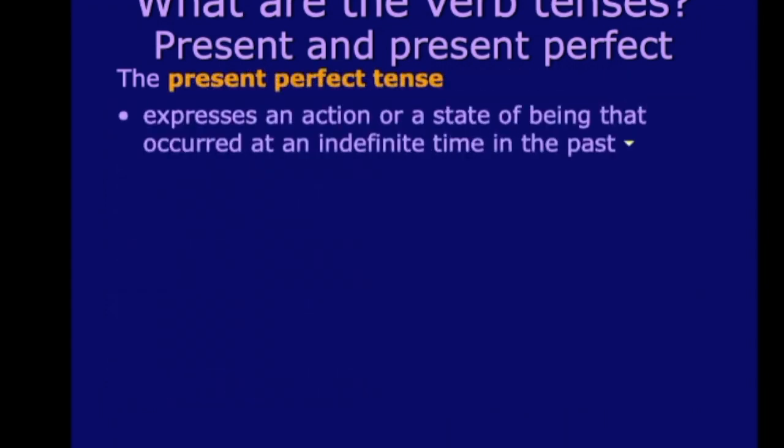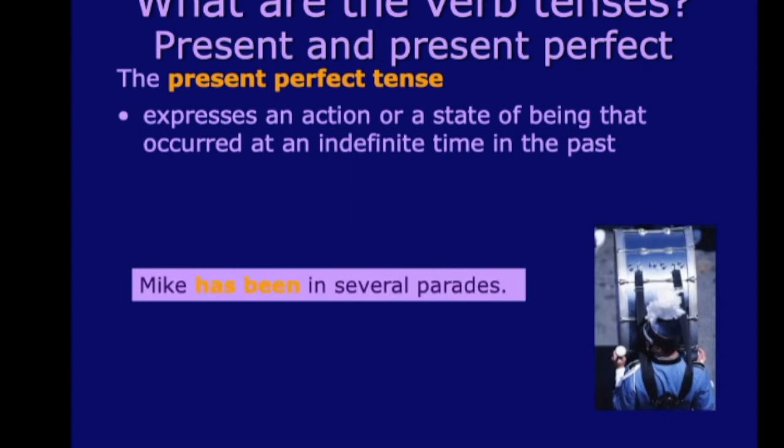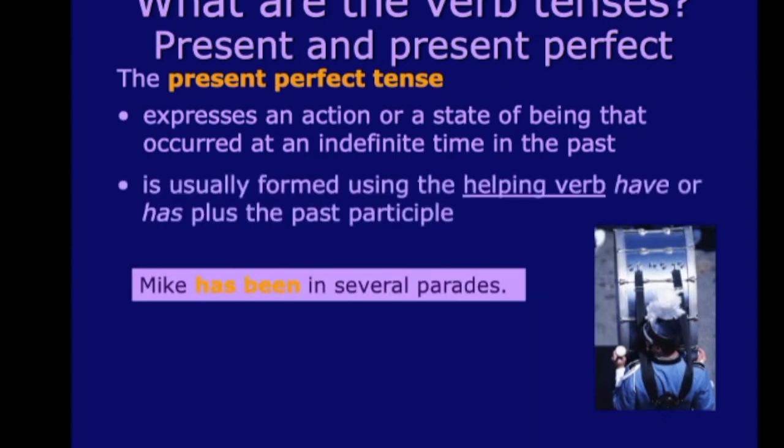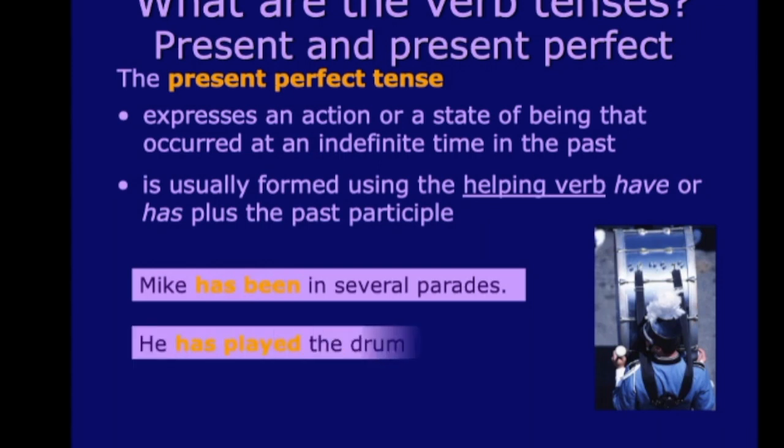The present perfect tense expresses an action or state of being that occurred at an indefinite time in the past. Example, Mike has been in several parades. Present perfect tense is usually formed using the helping verb have or has plus the past participle. Example, he has played the drum in all of them.